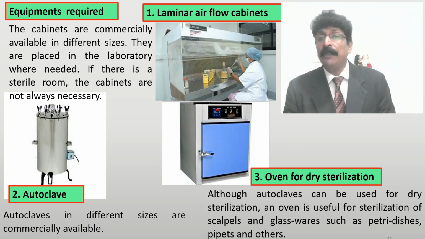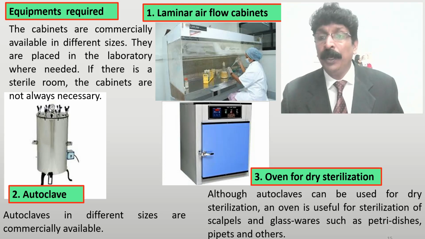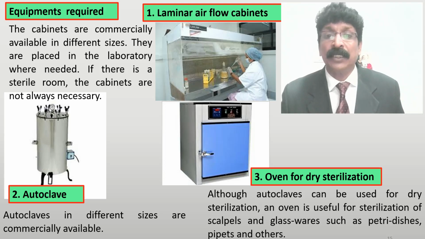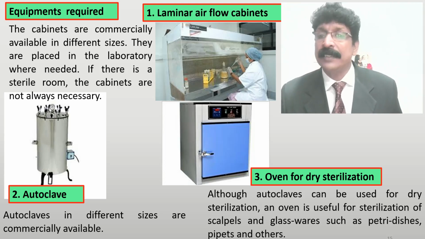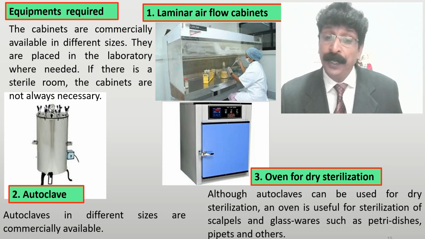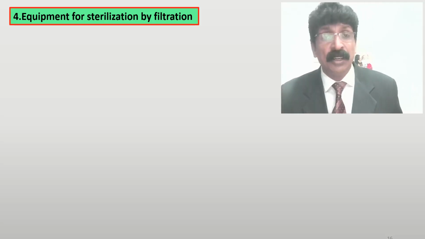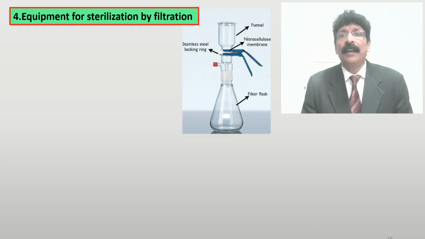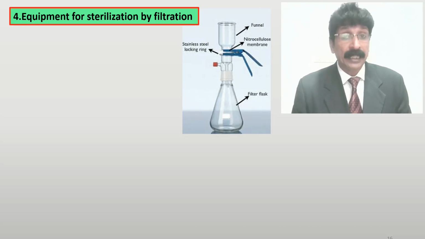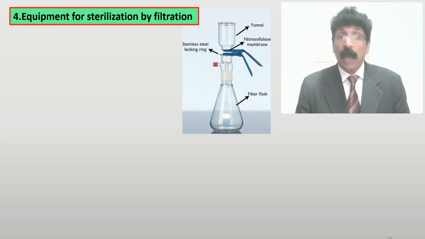Although autoclaves can be used for dry sterilization, an oven, a hot air oven, is more useful for sterilization of scalpels, glasswares such as petri dishes, pipettes, and other glasswares which you are using. And number 4, equipments for sterilization by filtration is a very interesting part which you have studied in the filtration part, how microbes can be filtered by microfiltration. You have to see this.